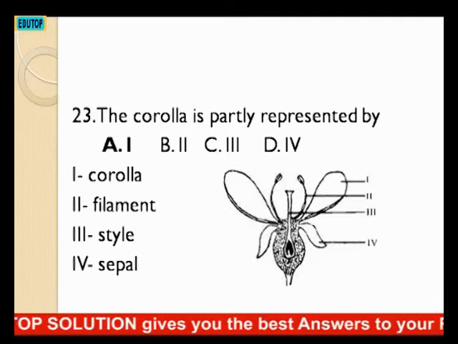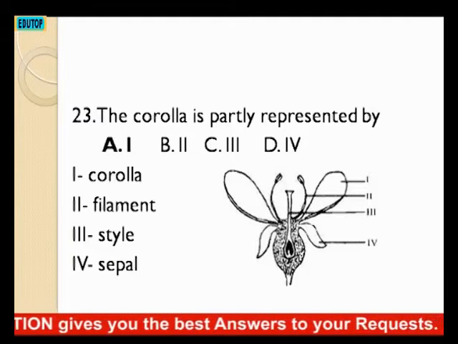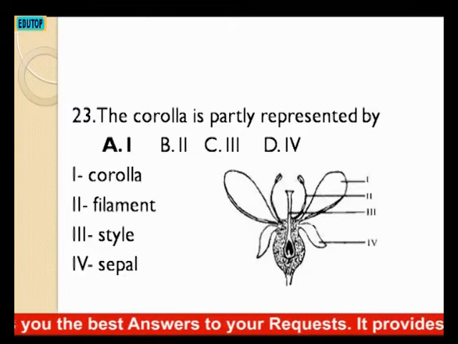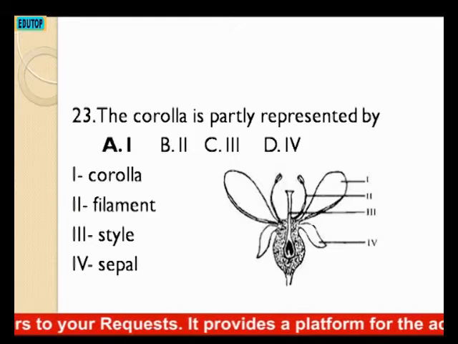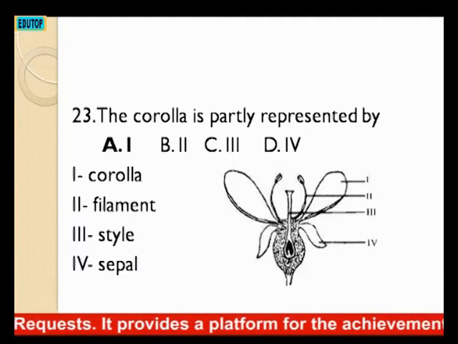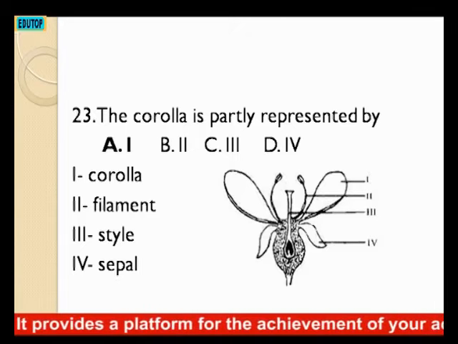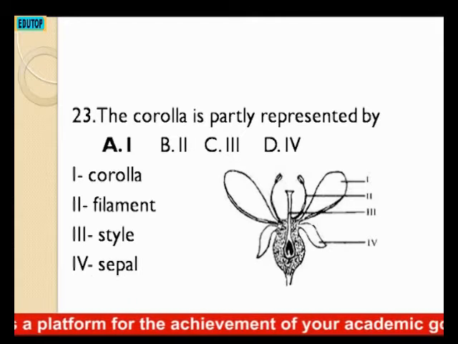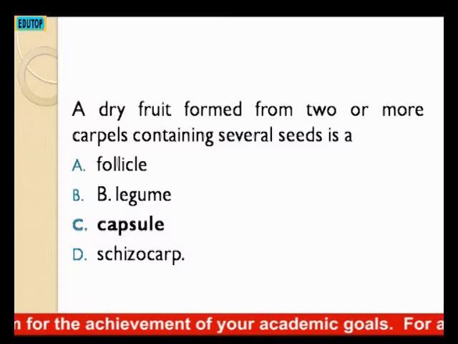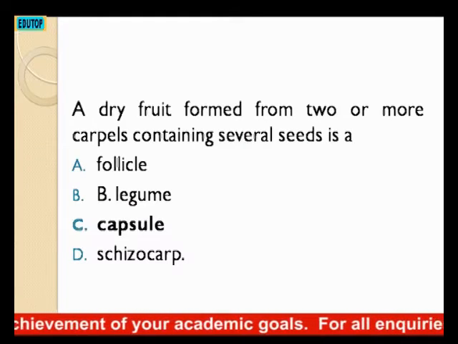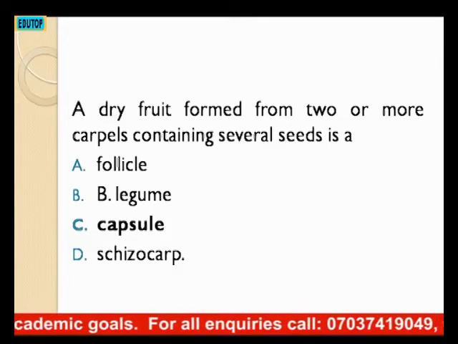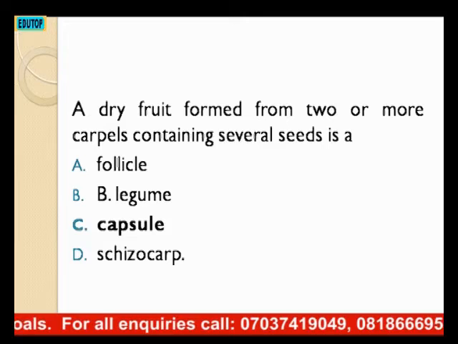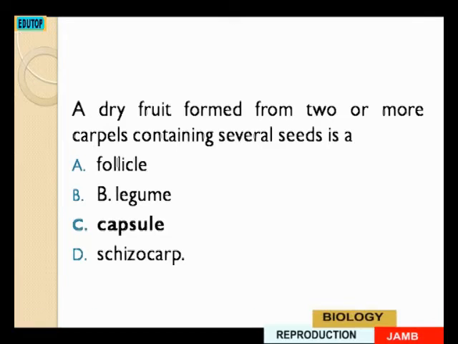The next question says the corolla is partly represented by A says 1, which is corolla, B says 2, which is filament, C says 3, which is style, D says 4, which is sepal. Corolla is partly represented by the part labeled 1. The next question. A dry fruit formed from 2 or more carpels containing several seeds is A follicle, B legume, C capsule, D schizocarp.